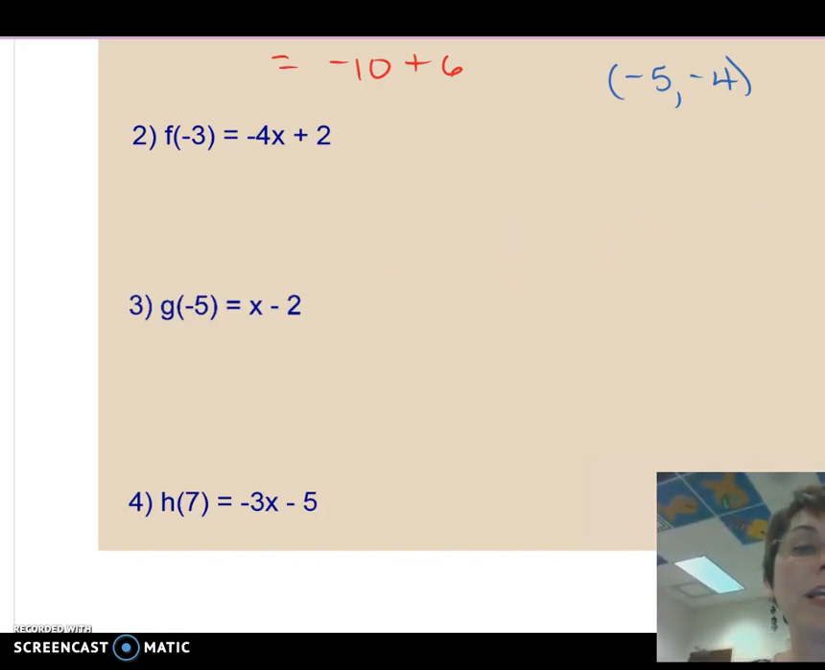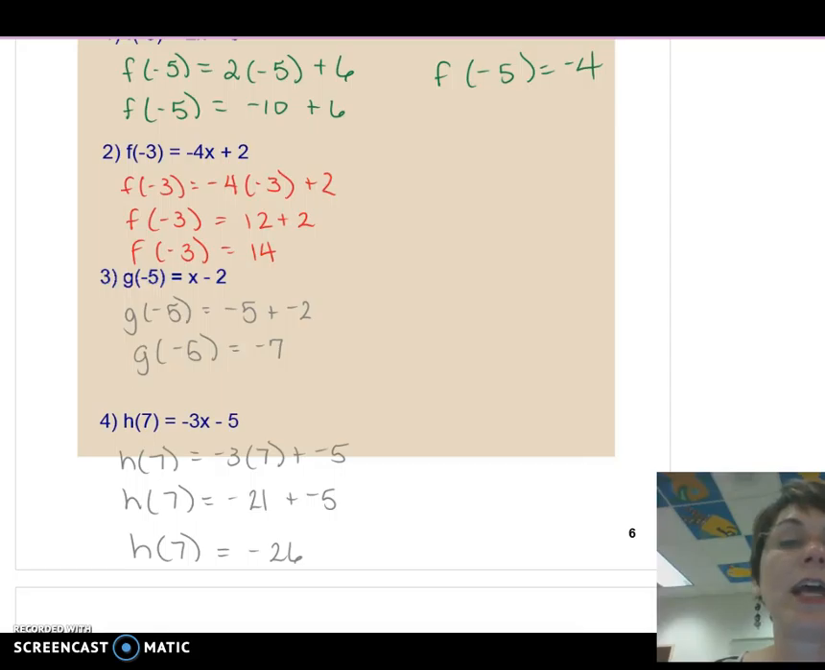So go ahead and try each of these and then check back when you're done and see how you did. Take a minute to check these and pause so that you have time to do that. And then when you're ready, move on to the next slide.